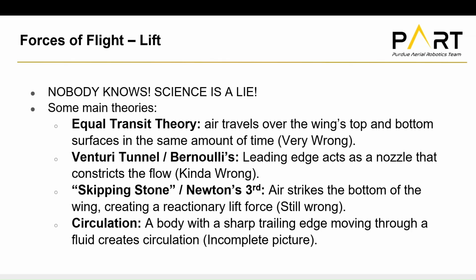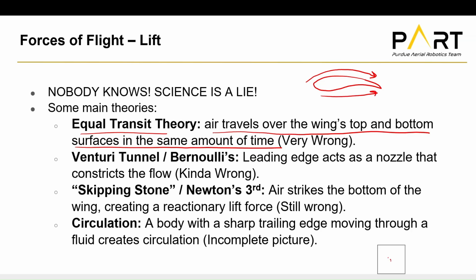Okay, let's start with equal transit theory. Okay, this is the assumption that air travels over the wing's top and bottom surfaces in the same amount of time, right? And the idea is that since airfoils are curved, you have a longer distance to cover going over the top and a shorter one going over the bottom. So if you had two particles of air, right, next to each other, then this one on top would have to go faster. So V1 is greater than V2. This is V2 down here to meet up again, right?